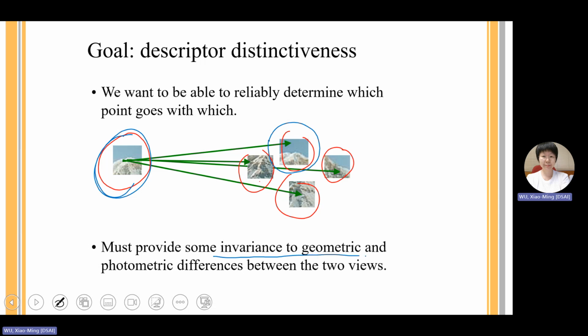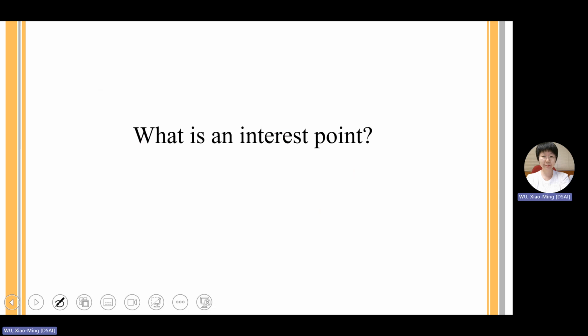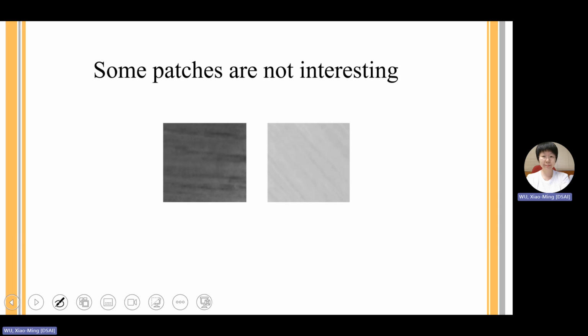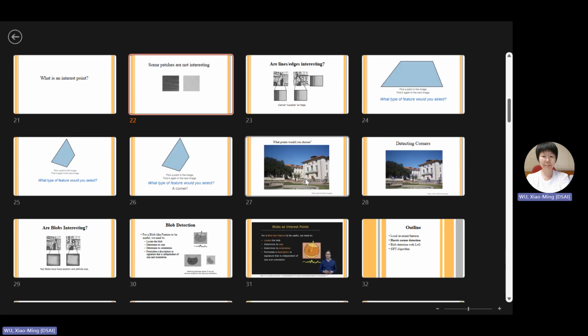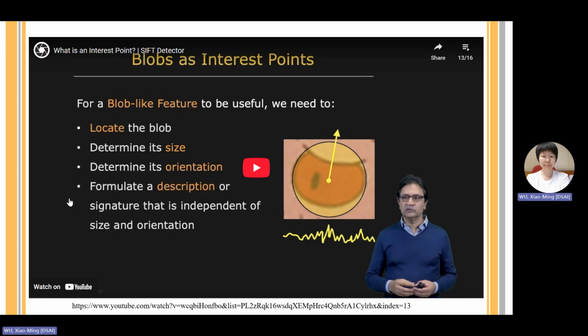And we have already mentioned geometric and photometric changes. Geometric changes mean rotation, scaling. Photometric changes involve lighting and illumination changes. And we also talked about interest points. What are interest points? I want you to maybe watch this lecture, blobs as interest points.